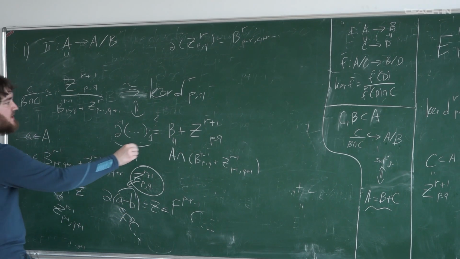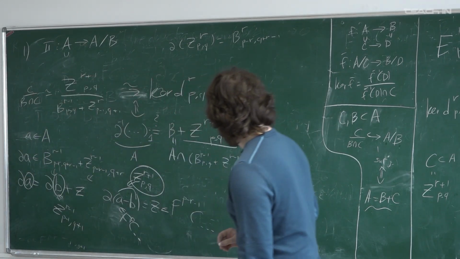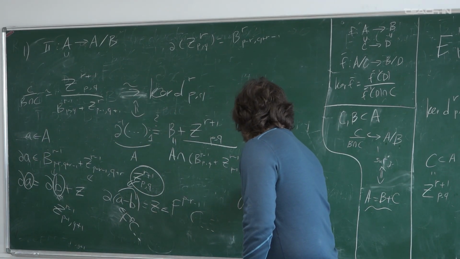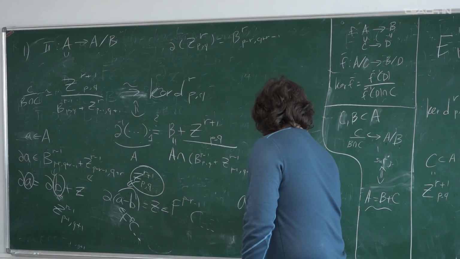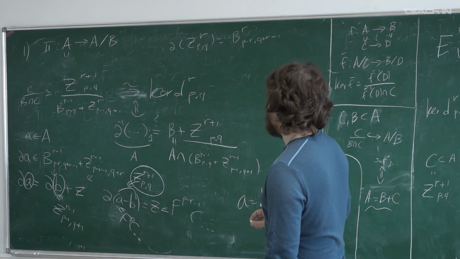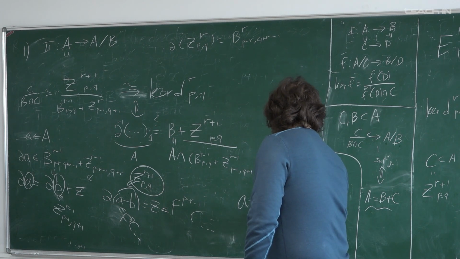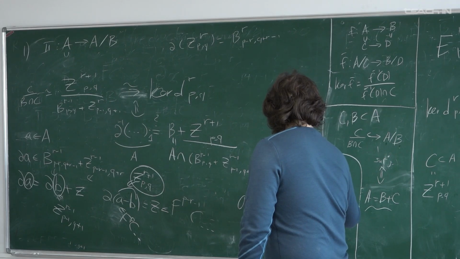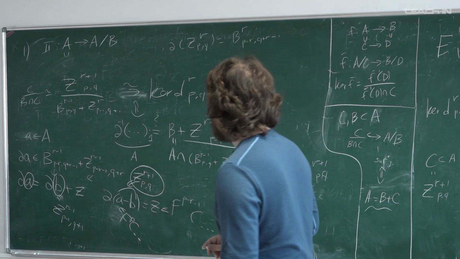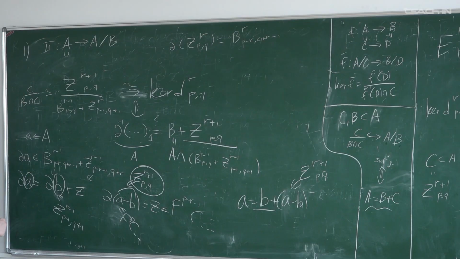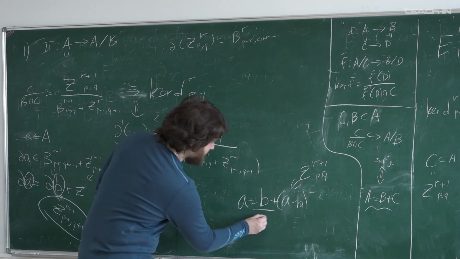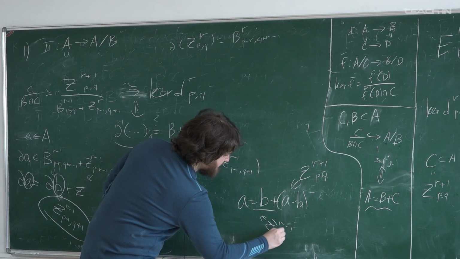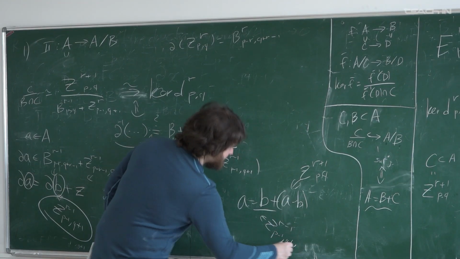And this is my element from C. So I express my element A as B plus element Z. No, not Z, it's plus A minus B. It's from Z R plus 1, PQ. And this element B, yes, sorry, I read it before. It's from Z R minus 1, P minus 1, Q plus 1.